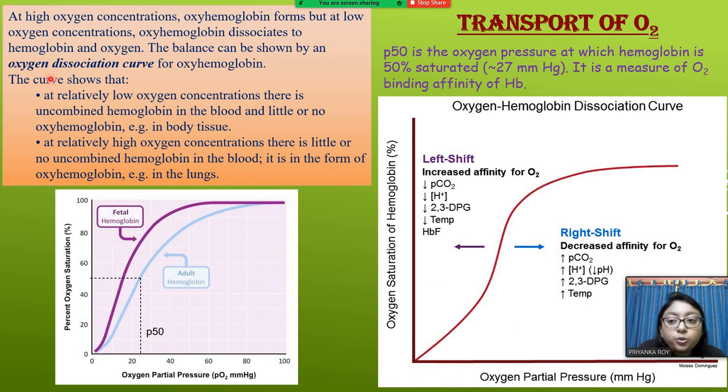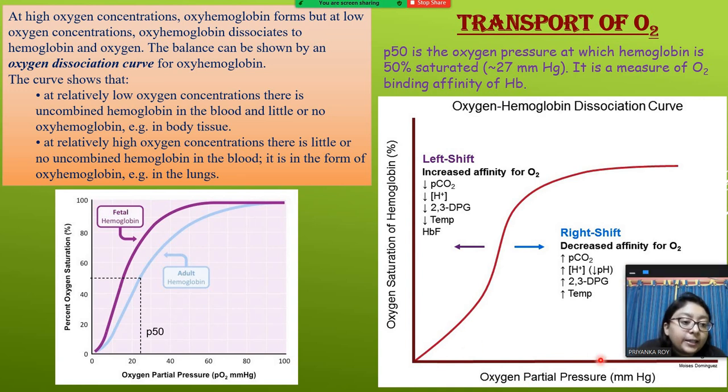This curve also shows that at relatively low oxygen concentrations, like here, there is uncombined hemoglobin in the blood and little or no oxyhemoglobin. That is in body tissues. So in tissues, when there is low oxygen concentration, the hemoglobin in the blood contains very little oxyhemoglobin. So the oxygen saturation of hemoglobin is also lower when the partial pressure of oxygen is low.